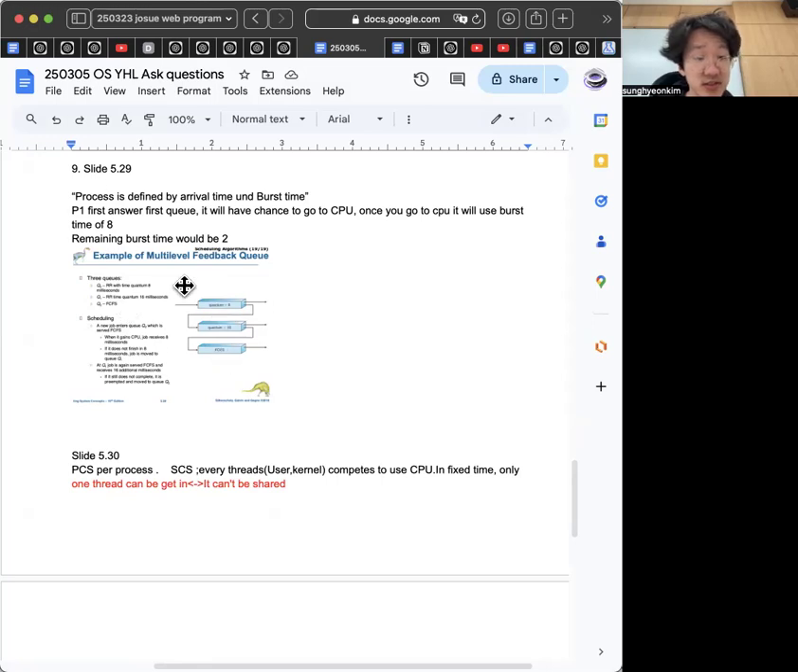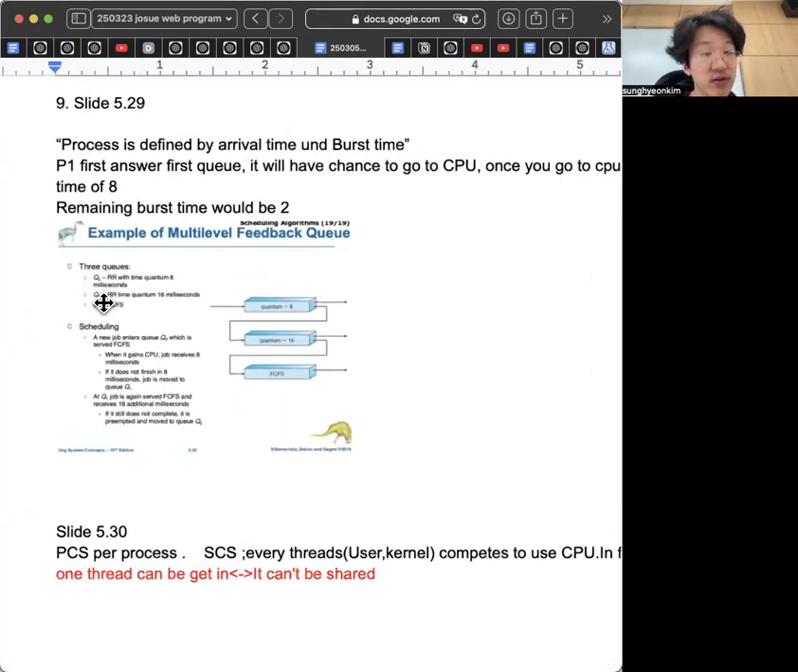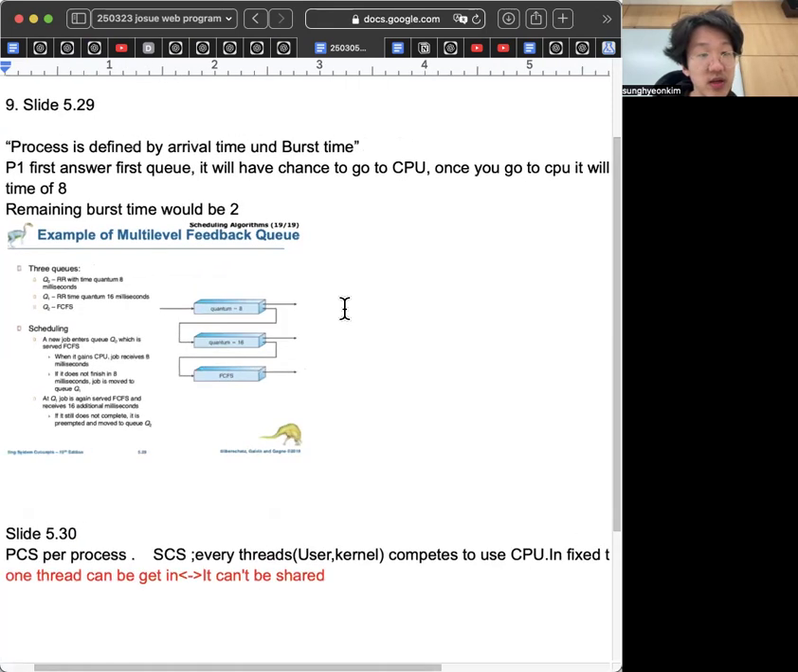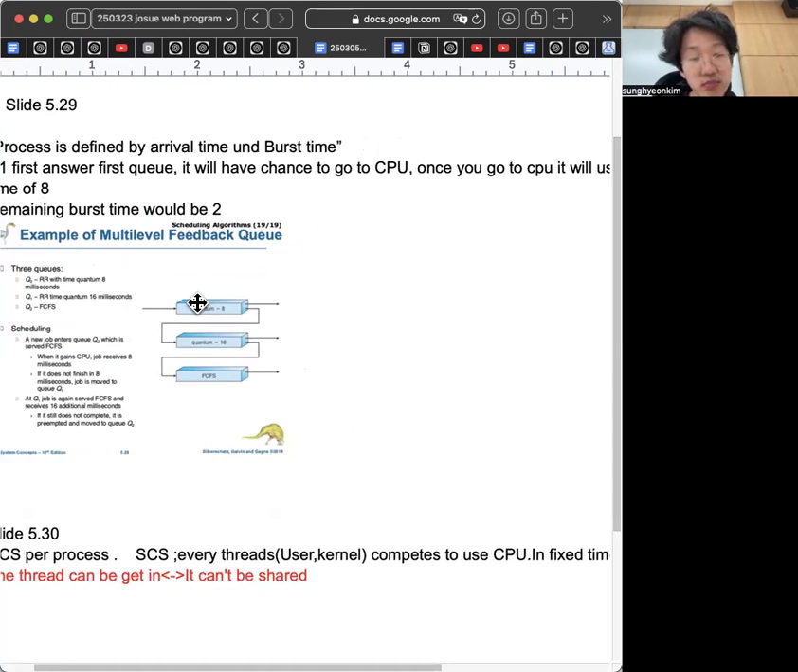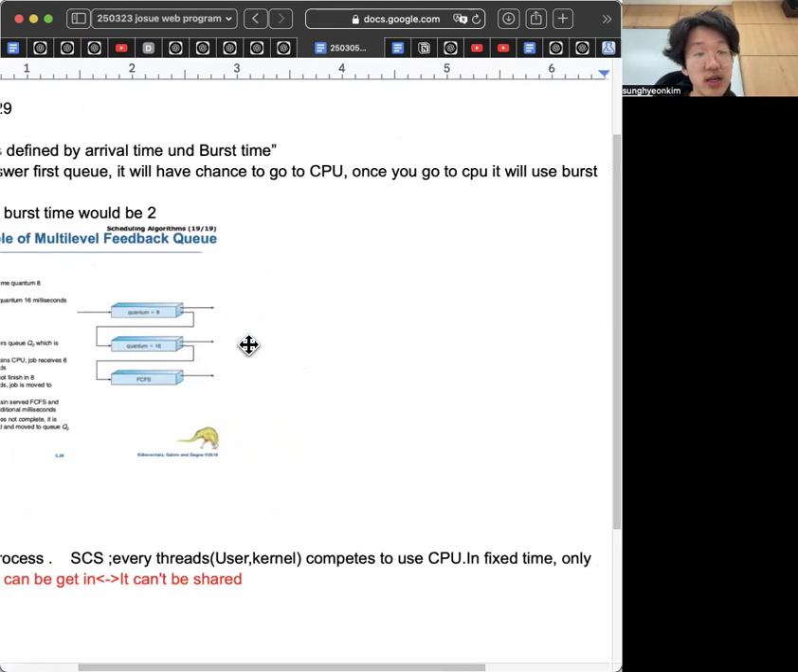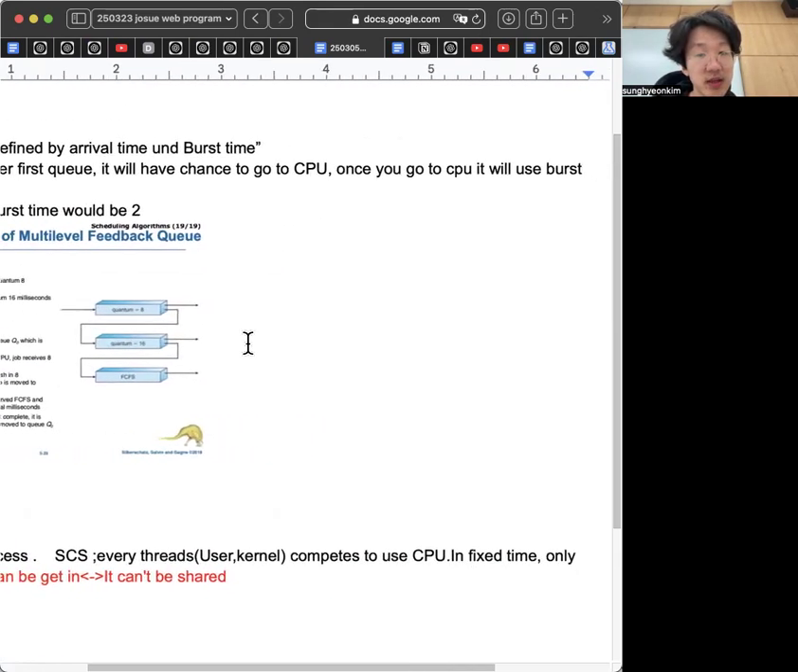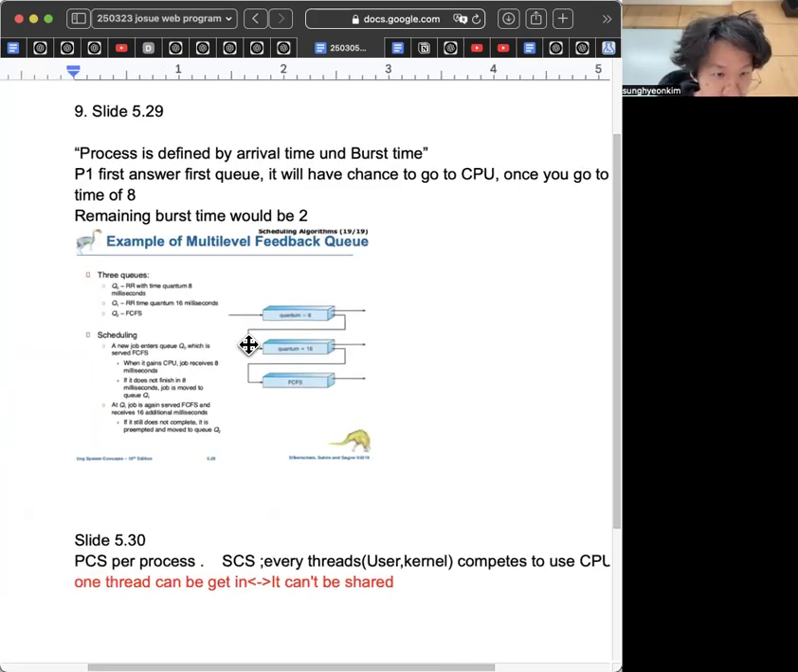In this chapter, which is CPU scheduling, a process is defined by arrival time and burst time. In this slide, what it shows is P1 is round robin with time quantum 8, which means when you pass this, it has the possibility to go to the CPU or go to another queue. Once you go to the CPU, it will use a burst time of 8. So if there's a process that needs burst time 10, and it goes to the CPU, it has a remaining burst time of 2, so it will go to the second queue.